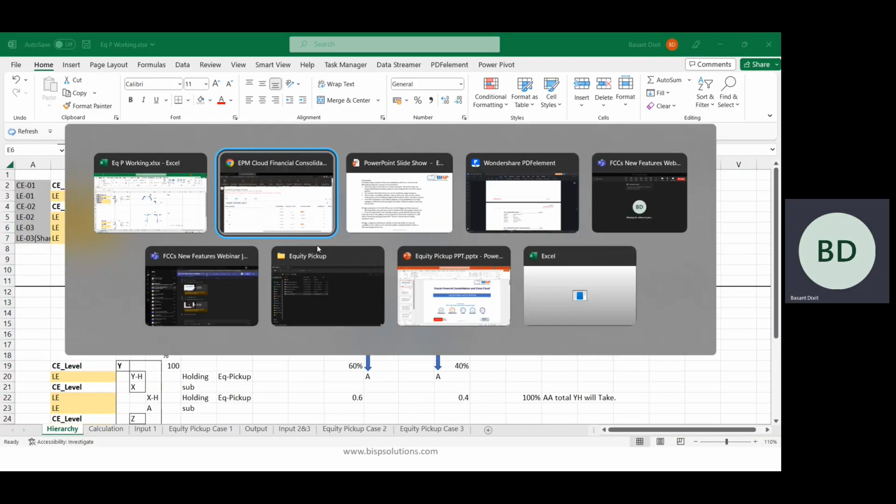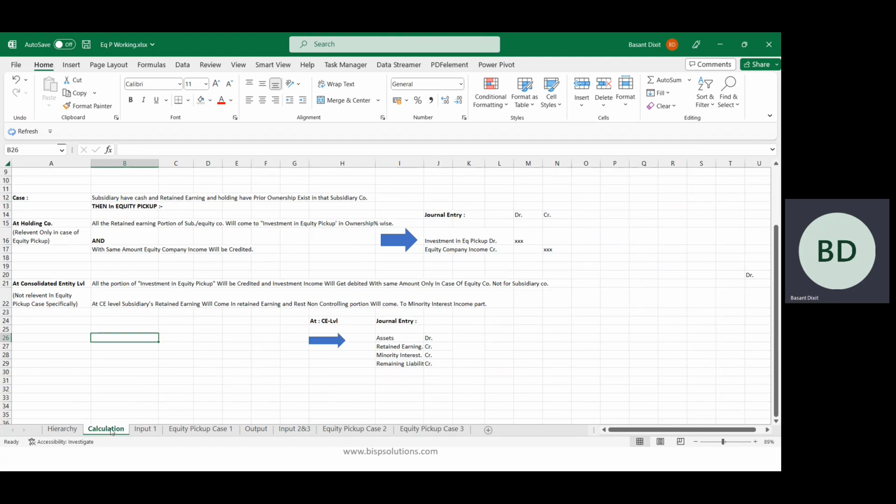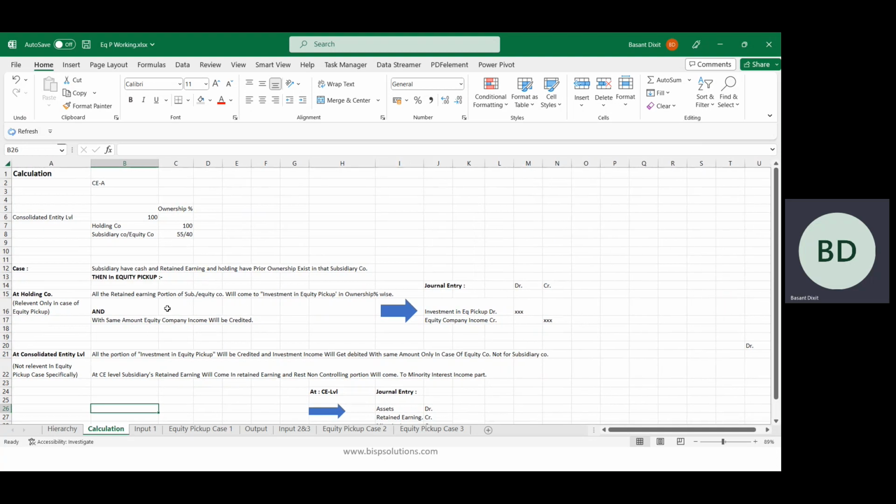Okay, so I made one input sheet, but before we move on to the input sheet, I want to show you some calculation of how the equity pickup case will be running and what general entries will be done by us, and what the application does by itself automatically.